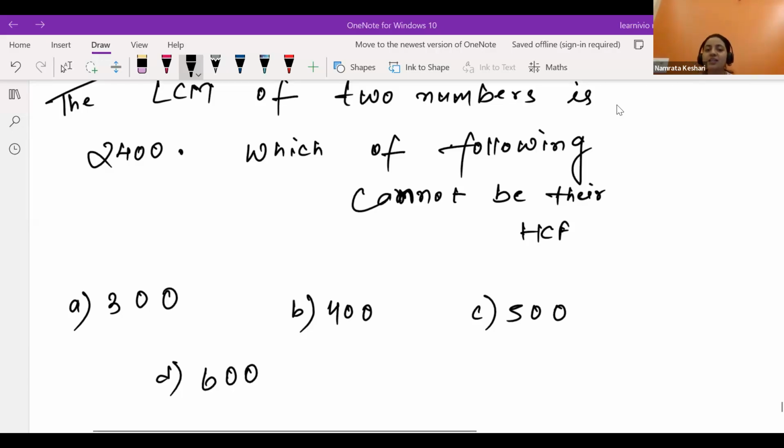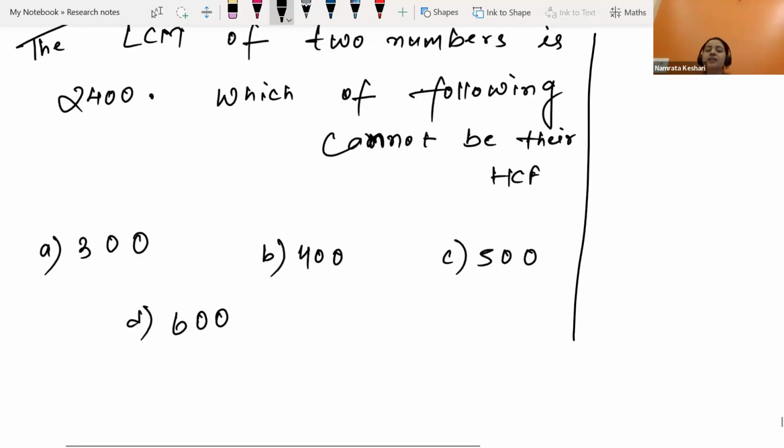Basically the concept is that 500 cannot divide 2400, or in the table of 500 we won't be able to make 2400. That's what she's trying to say. Yes, perfect. That is the concept.